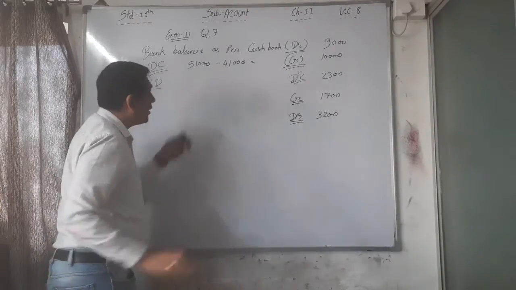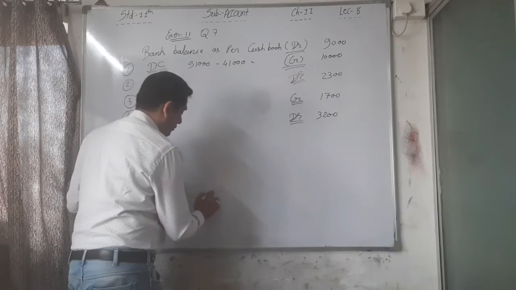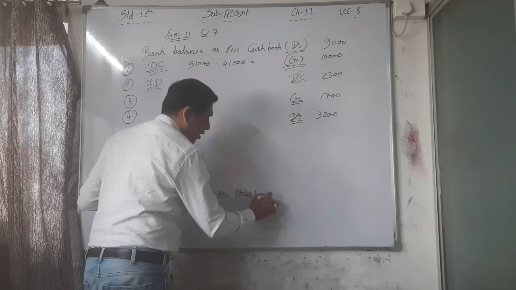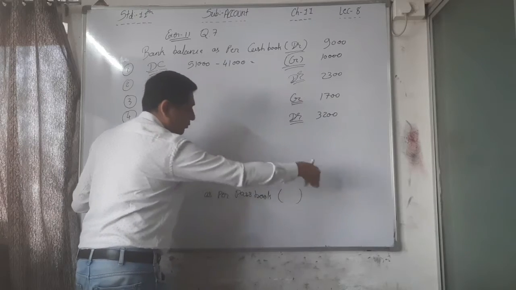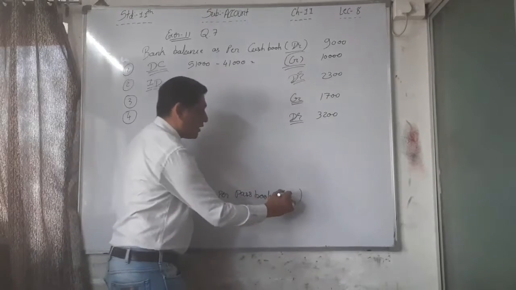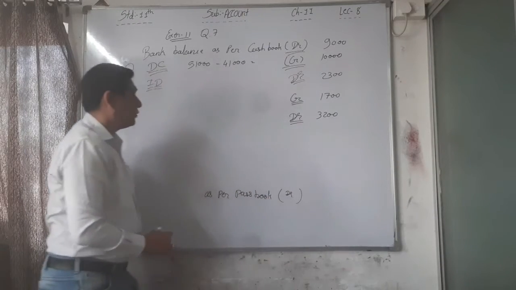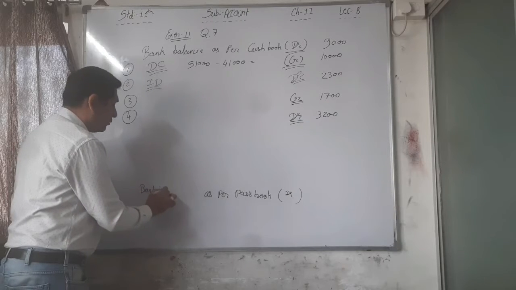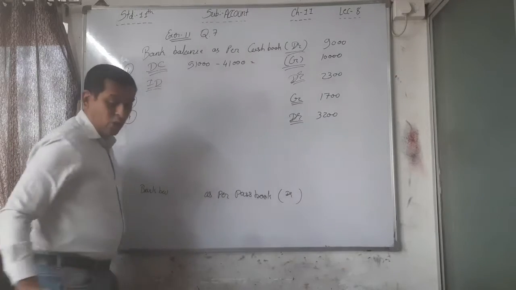You have to write down as per passbook at the end of the sum. And you have to find out on which side the difference is. If it is the debit side, then what? Sorry, if it is the debit side, then it is bank overdraft.